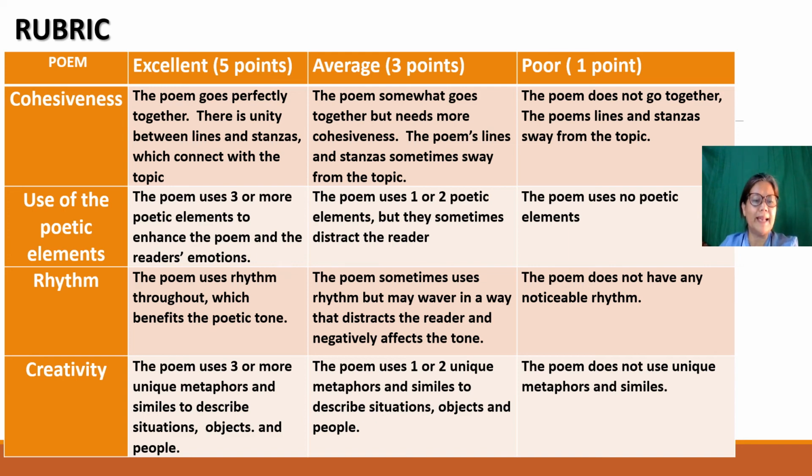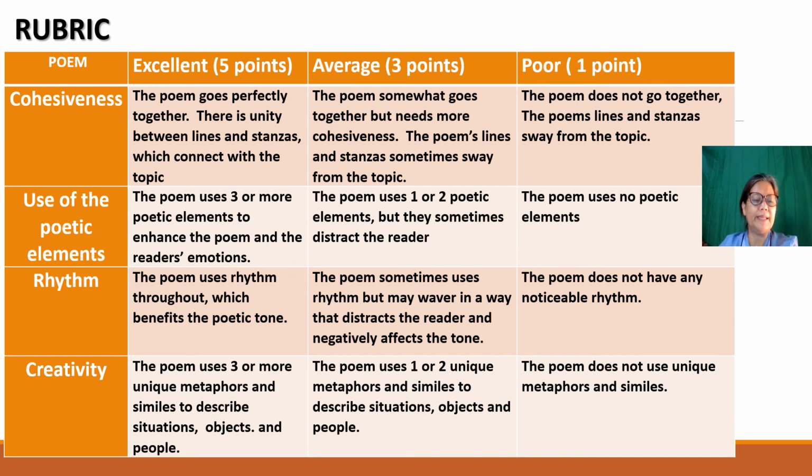Rhythm, excellent if the poem uses rhythm throughout, which benefits the poetic tone. Average, the poem sometimes uses rhythm, but may waver in a way that distracts the reader and negatively affects the tone. Poor, the poem does not have any noticeable rhythm.